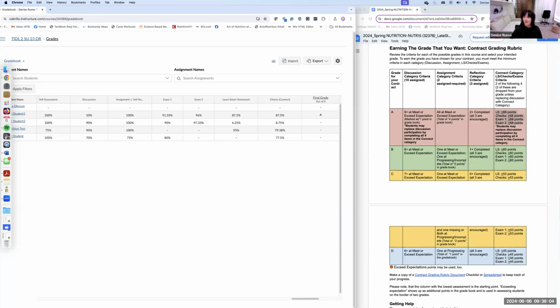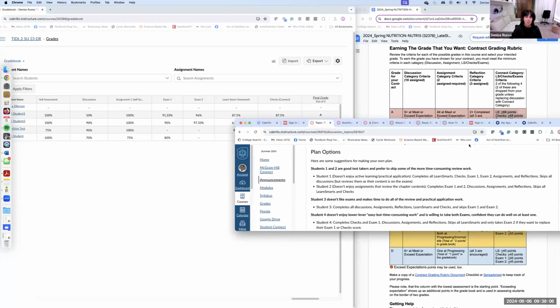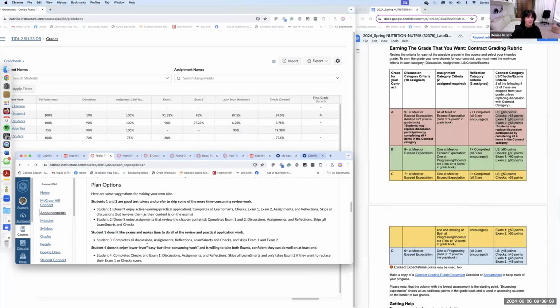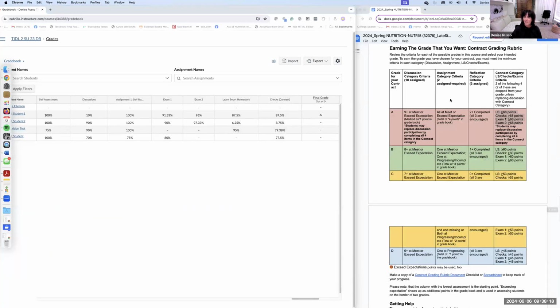Okay, option 2, this student doesn't enjoy assignments that review the chapter comments. They don't like the Learn Smarts and the checks. And so they are going to opt out of the Learn Smarts and the checks. They are not going to do these 2 things. They're going to skip those. They're going to let their grade rely on exam 1 and exam 2 and the discussions. And then, of course, everything over here.